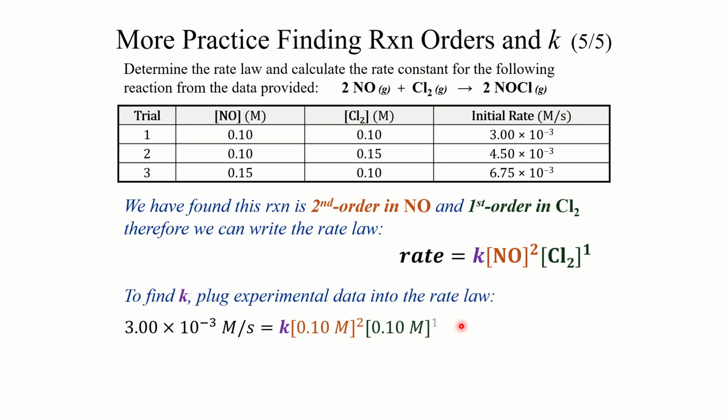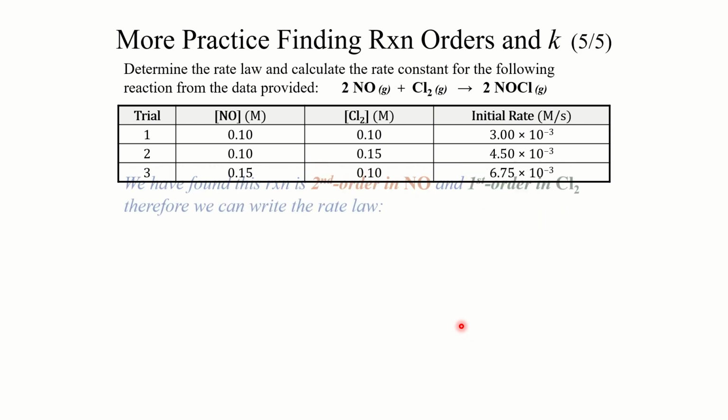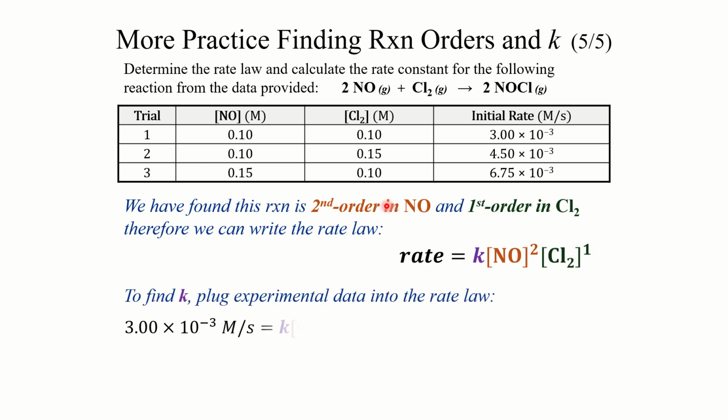So we found this reaction is second order in NO and first order in Cl2. Therefore, we can write the rate law. Rate equals K times NO squared times Cl2 to the first power. Again, you don't have to write this one here. I'm just writing it out since we had an exponent of 2.